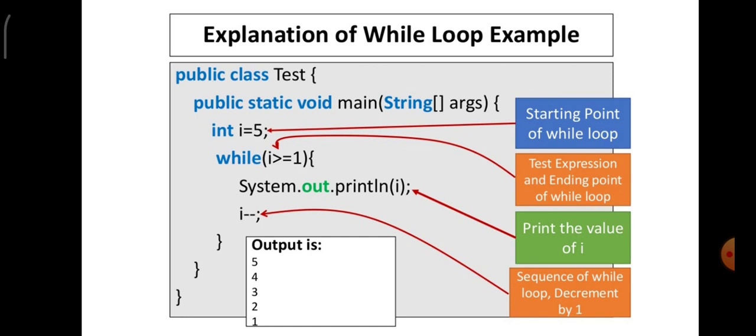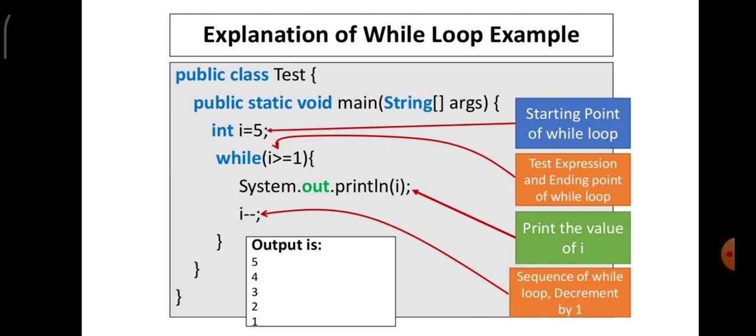And what is the sequence? Sequence is minus 1. i-- is nothing but it is going to deduct one value, that is minus 1, from the previous value. Initial value i is equal to 5. Is 5 greater than or equal to 1? Condition is true. It prints i, which is 5, and then i is decremented to 4. You can also add backslash n here, because when you add backslash n it prints the new line.